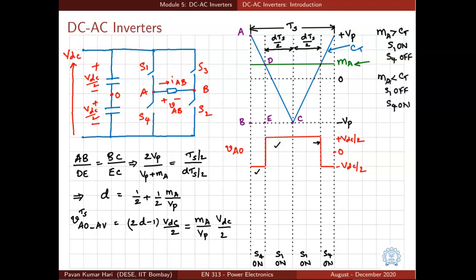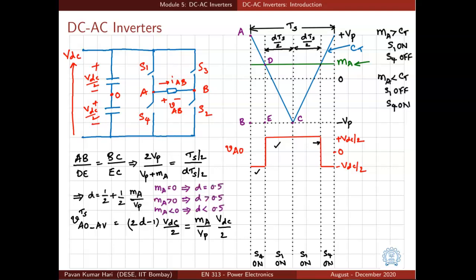Then by similar triangles we can write that AB by DE is equal to BC by EC, which is equal to 2Vp by Vp plus Ma. We are just considering the magnitudes. Ts by 2 is BC and DTs by 2 is EC. We are defining the interval in which S1 is on as DTs. So with that, the value of D will be 1 by 2 plus 1 by 2 Ma by Vp.